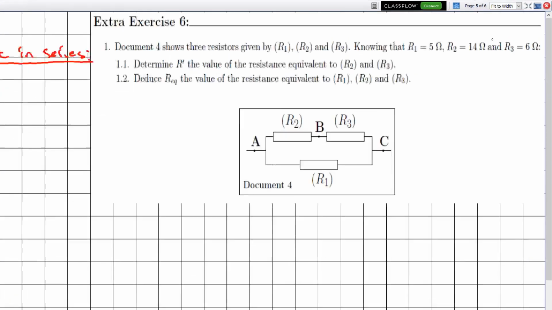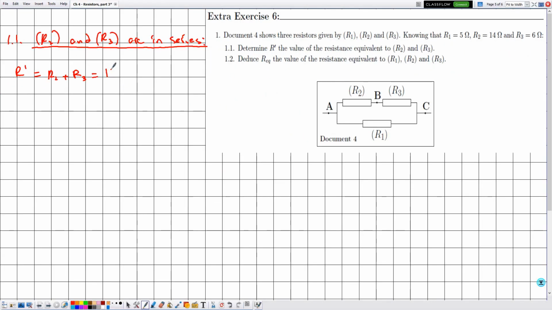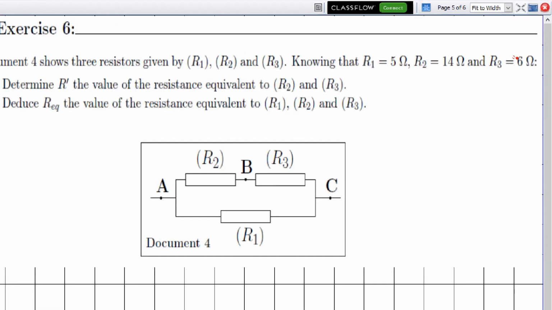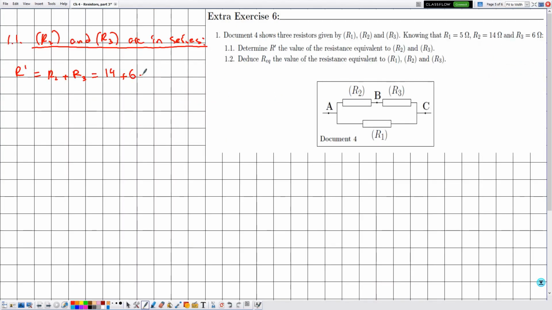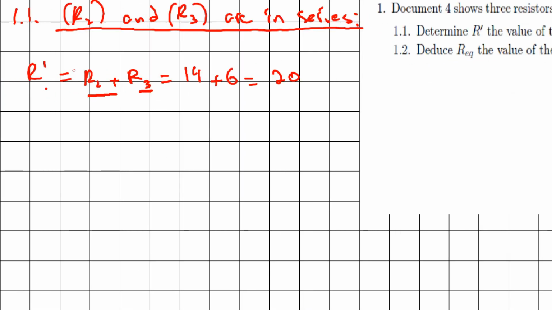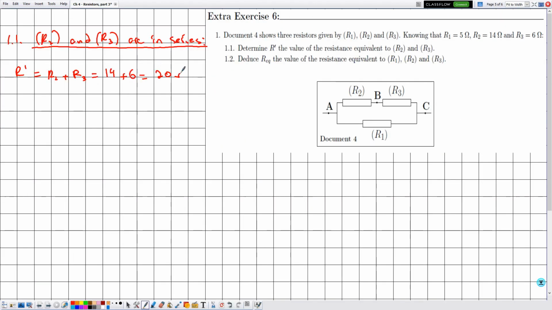The value of R2 is given by 14. The value of R3 is given by 6. So this is equal to 20. Since both of these are expressed in SI, which is ohms, then the value of R prime will be expressed in SI, which is ohms. So R prime is equal to 20 ohms.